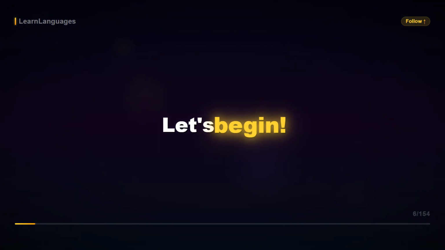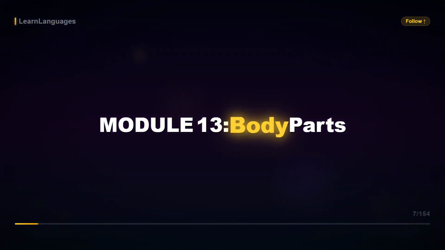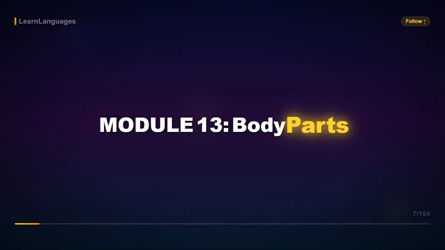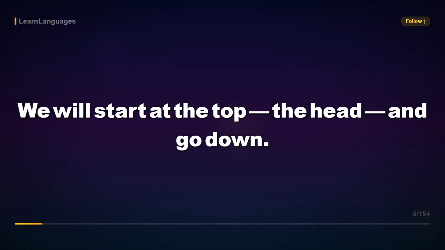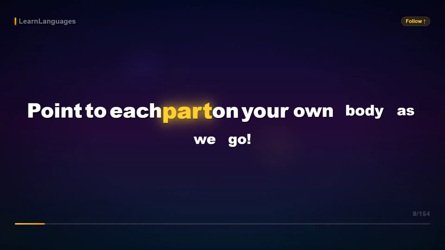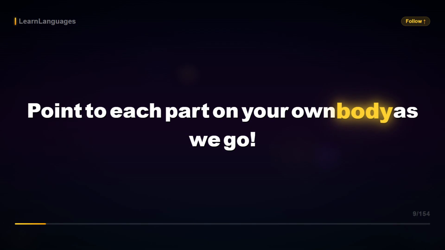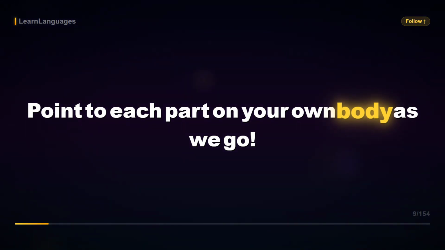Let's begin. In this module, we will learn the names of body parts in English. We will start at the top, the head, and work our way down to the feet. As we go through each word, try to point to that part of your own body. This is a great way to remember the vocabulary. Let's start with the head and face.